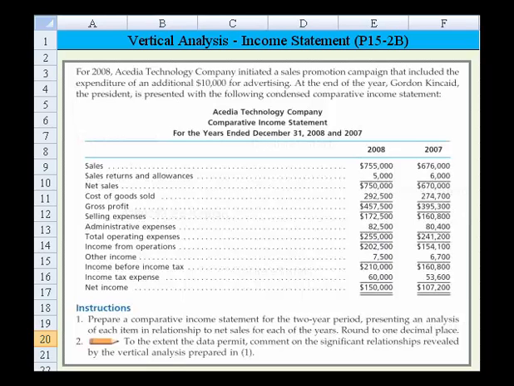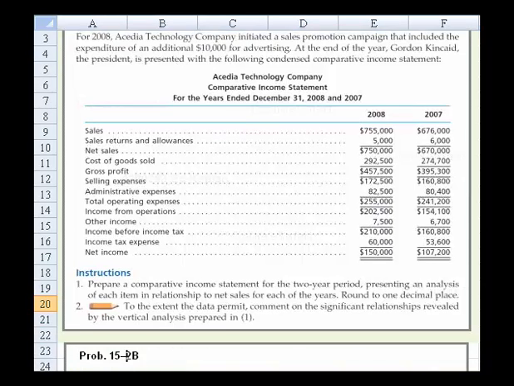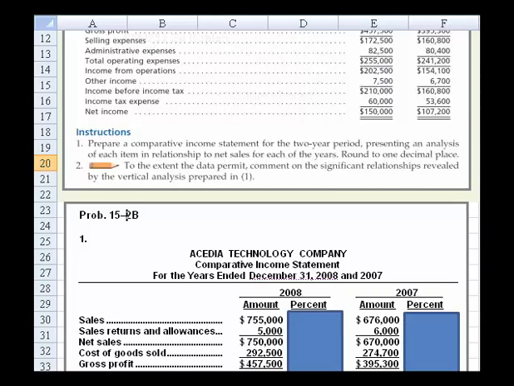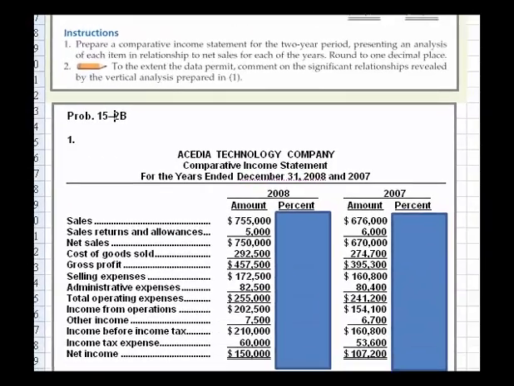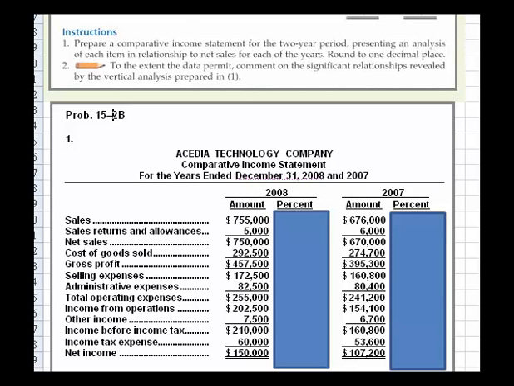Now what I want to do is slide down and show you that we're going to prepare an income statement for the 2 years. Let me get this up as much as I can, then I'm going to slide this down. We'll start right here where we can see the instructions and part 1. So there's problem 15-2B, and you see all we've done is copied the information, right?